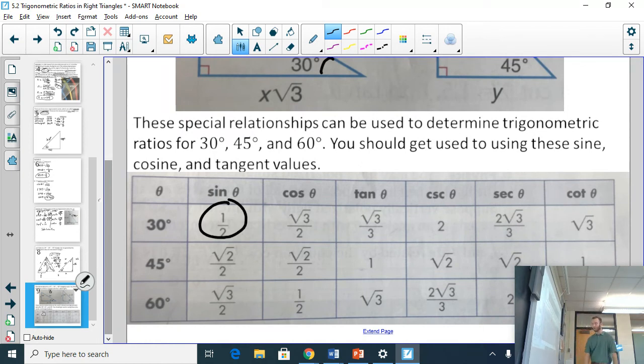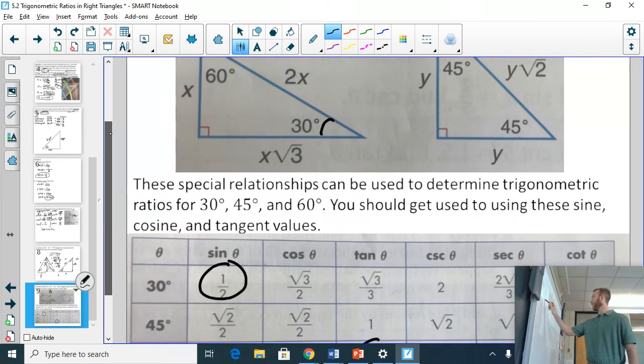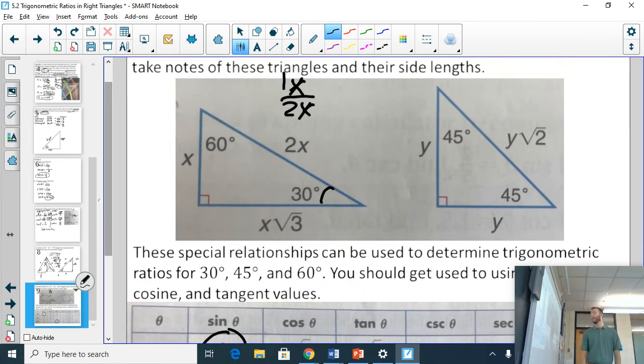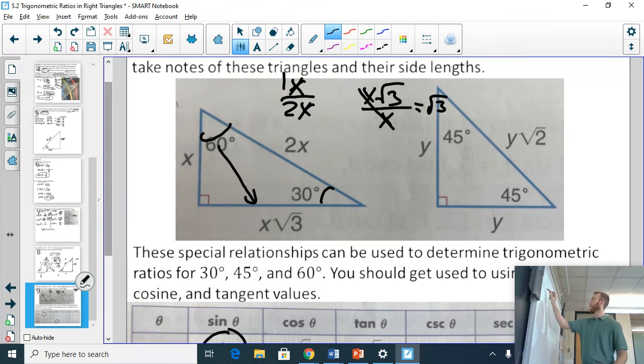Just for one other quick example, let's do tangent of 60 degrees. So tangent of 60 degrees, we should get square root of 3. So we're looking at this angle now, tangent is going to be opposite, so x square root of 3, over adjacent, which is right next to it, which is x. The x's cancel, and we're left with just the square root of 3, right? So that one checks out.